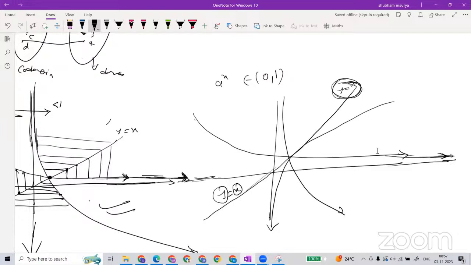Suppose y = 1. If y is equal to 1, then what is the corresponding input where we are getting 1 for a^x? Then x should be 0, right? Then you will get 1. Correct? So somewhere here it will intersect. Or, if you are not getting that, see it this way.